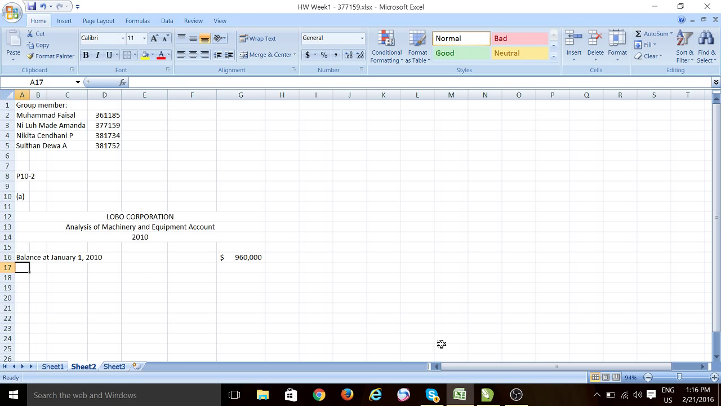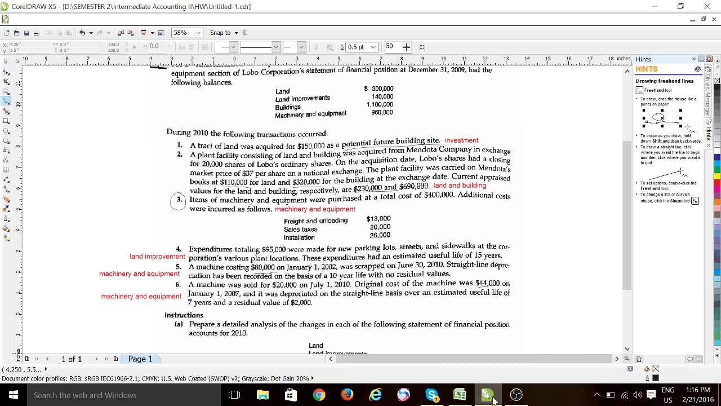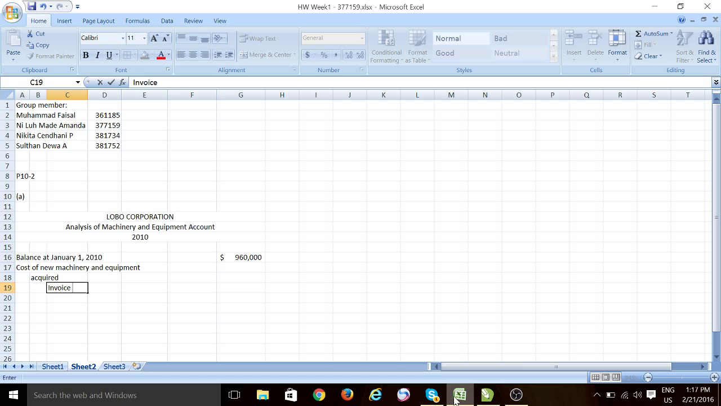So here we are going to make notes of cost of new machinery and equipment acquired. So we know that the total cost purchase is 400,000. So the invoice price is 400,000.